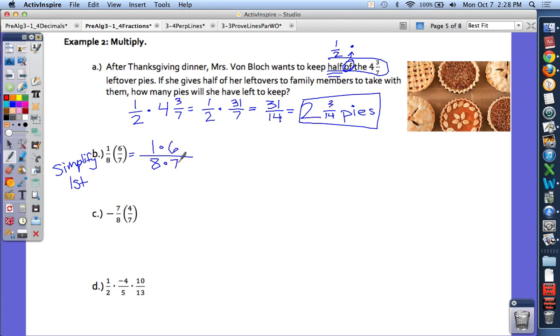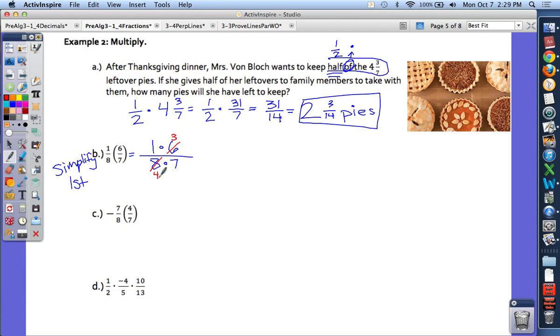What can I divide out of the numerator that is also in the denominator? Well, if you have 6 and 8, these both have a 2 in them. So divide them both by 2. 6 divided by 2 would give me a 3, the 2 is gone. And 8 divided by 2 would give me a 4, and the 2 is gone.